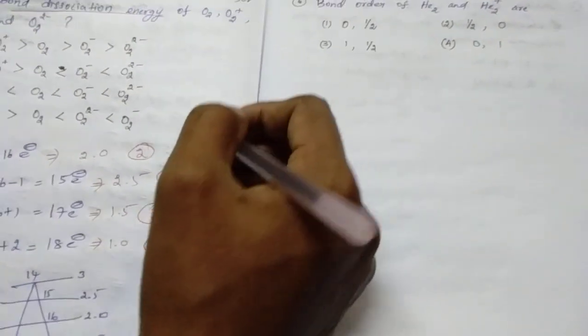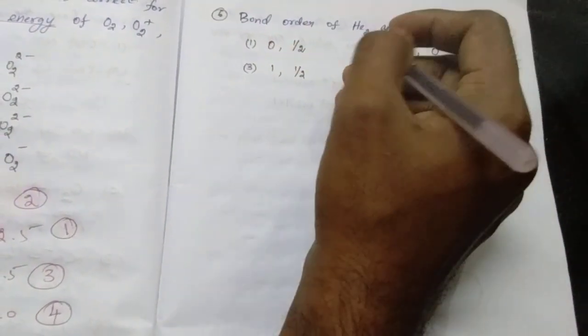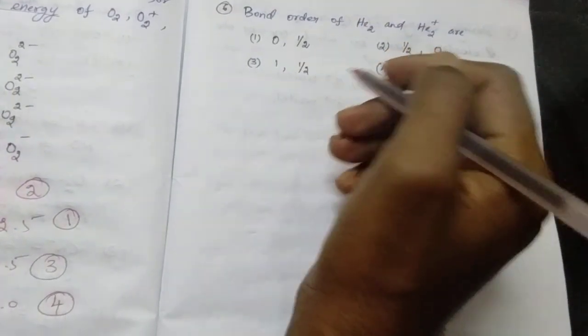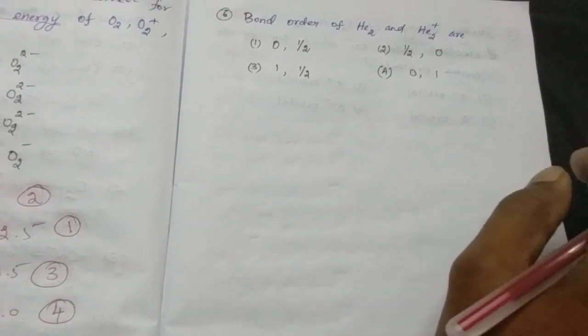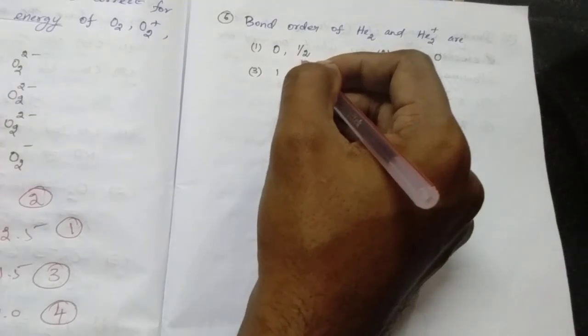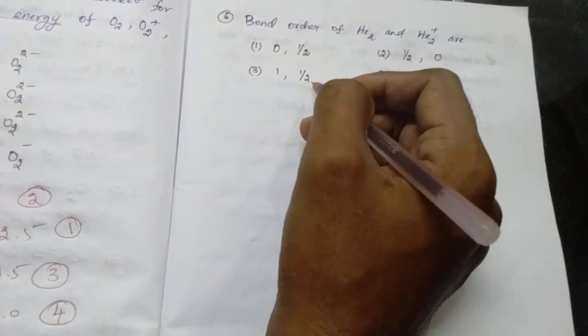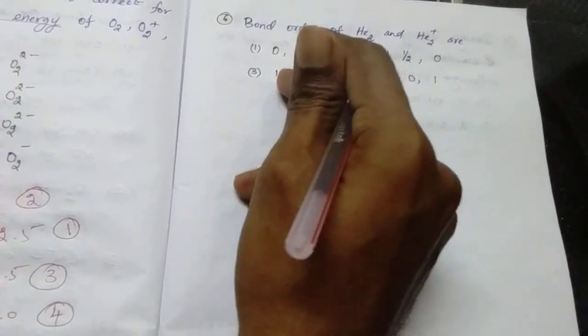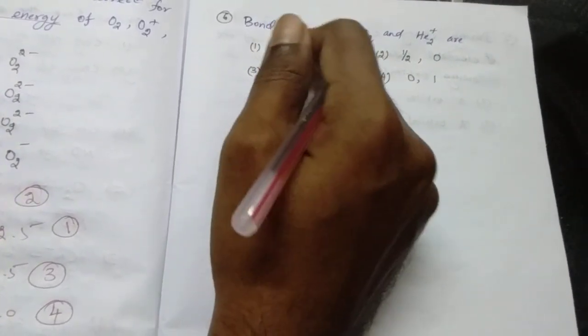Then the bond order of helium and helium plus. This is one of the trickiest questions. It is a simple one, but some people make mistakes in their exams. They worry about the half during the examination. Every trick they use only fractions, but here they use 1 divided by 2. Some people get afraid of these signs.